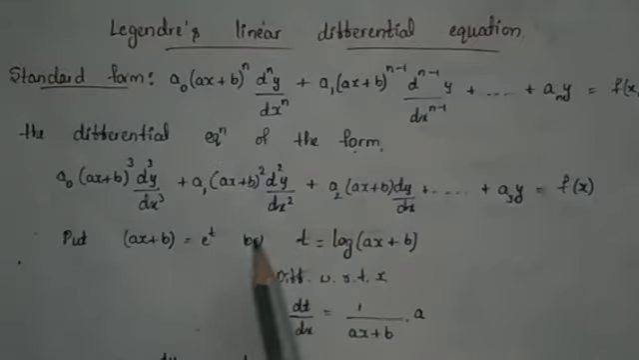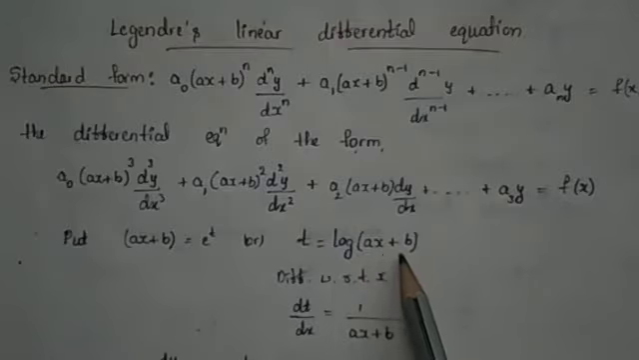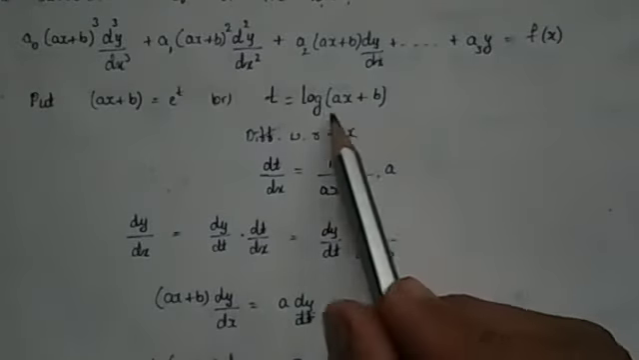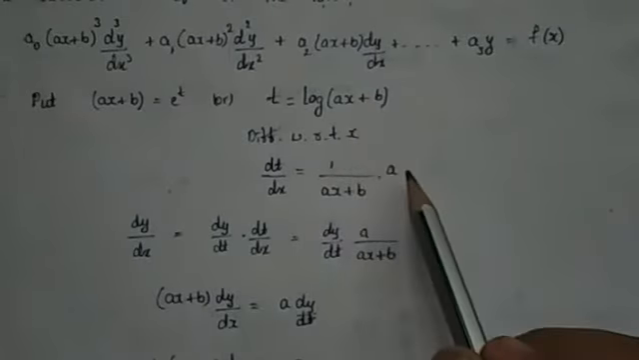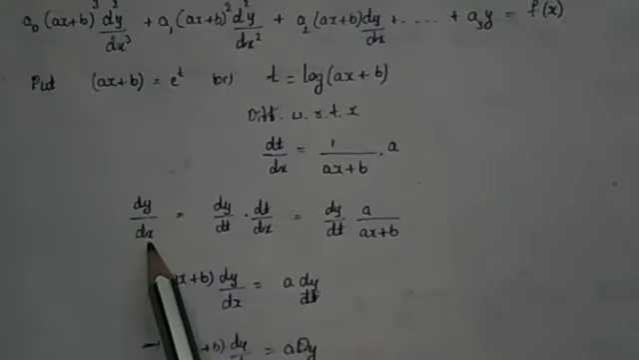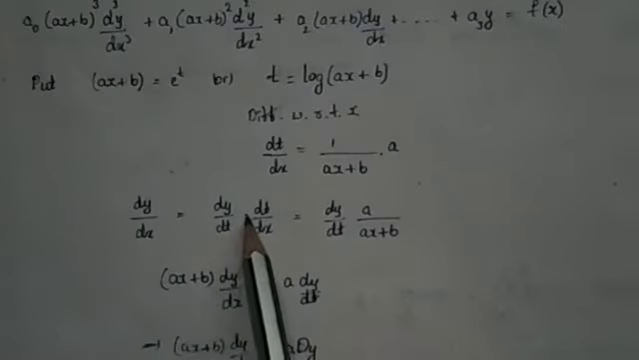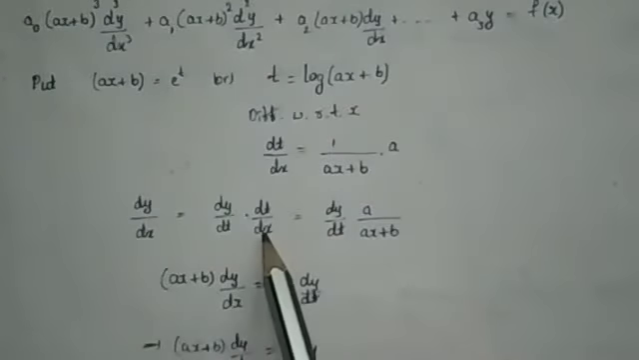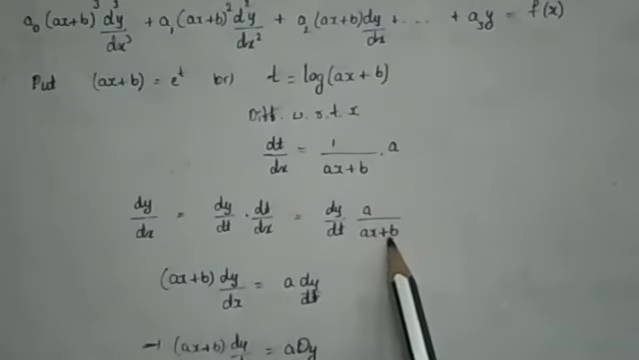To solve this, we put ax+b = e^t, or t = log(ax+b). Differentiate with respect to x, you get dt/dx = 1/(ax+b). This is the differentiation of log(ax+b) using the chain rule, since the differentiation of ax+b is a. And dy/dx can be written as dy/dt into dt/dx. So dy/dt is as it is, and dt/dx is a/(ax+b).